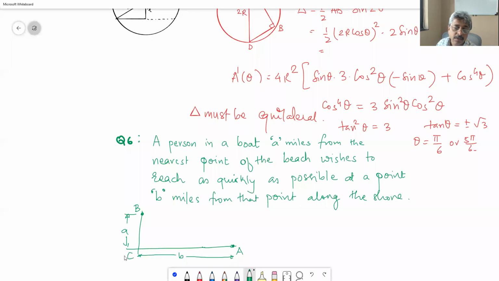Okay. So the setup is like this. This is the seashore. So at point B, which is A distance from C, somebody is boating. And from here, he has to go here. The problem is basically to find at which point on this seashore he should reach by boat and then go running or walking from here to here. That is the setup.